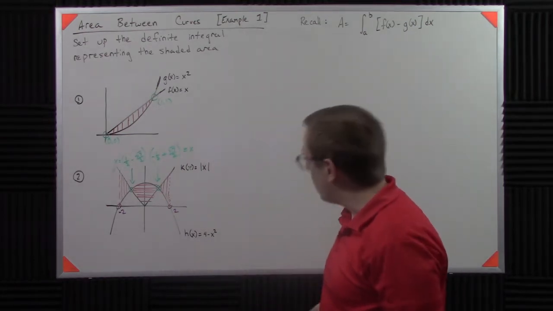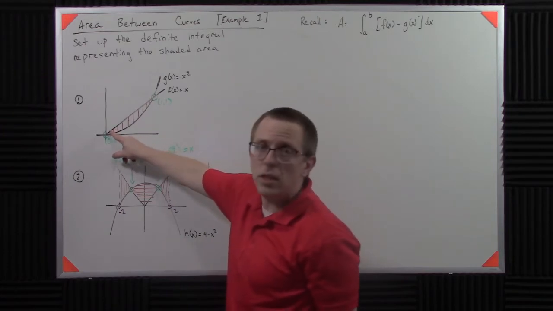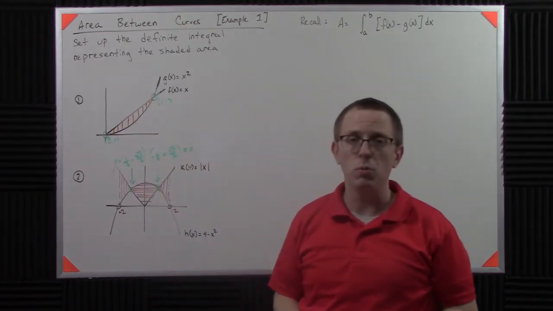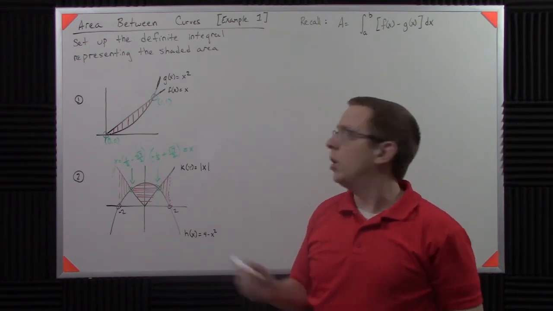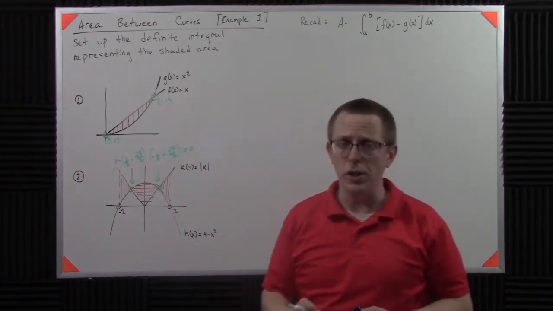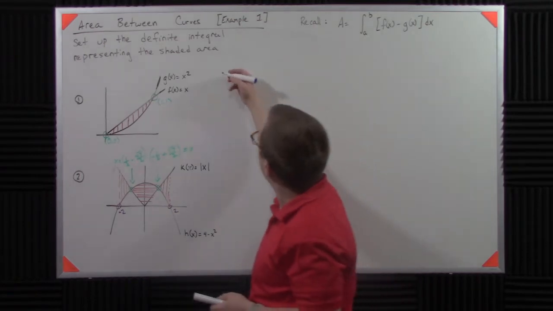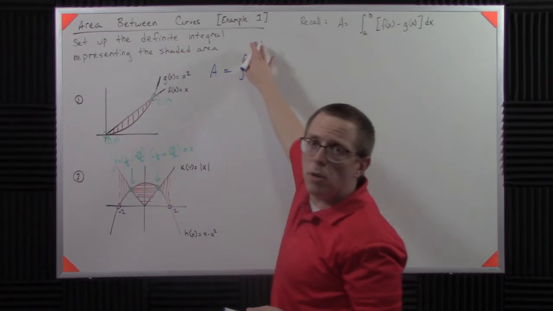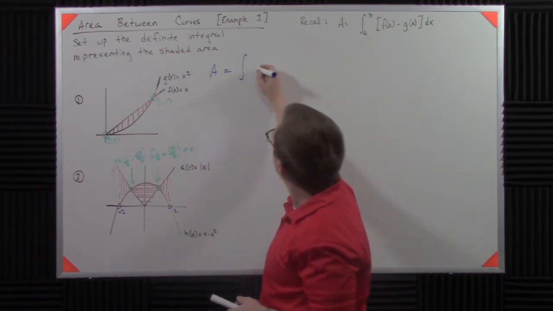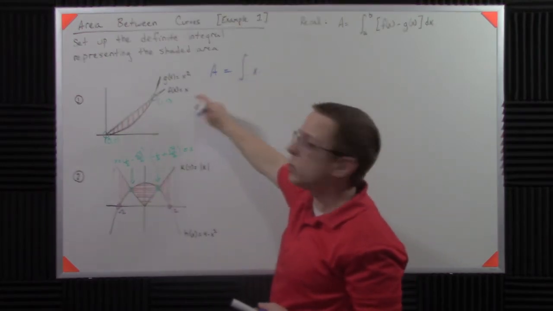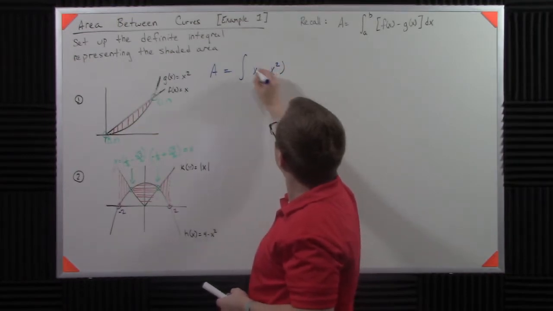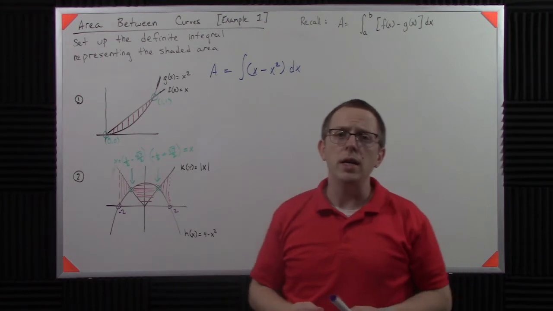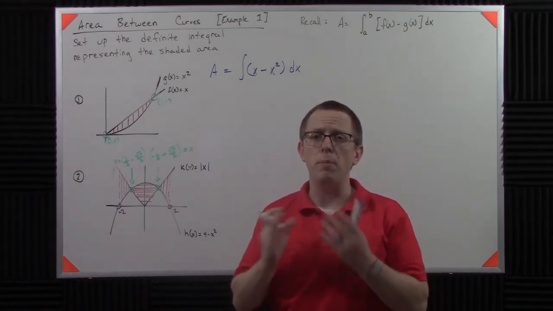We say that, all right, if I look at this, I can clearly see that f of x equals x is the top function. It's what's going to be above x squared in this entire region. So I simply have to say, okay, well, I know my area then is from some a to b of x, so that's my top function, minus x squared dx. Okay, simple enough.